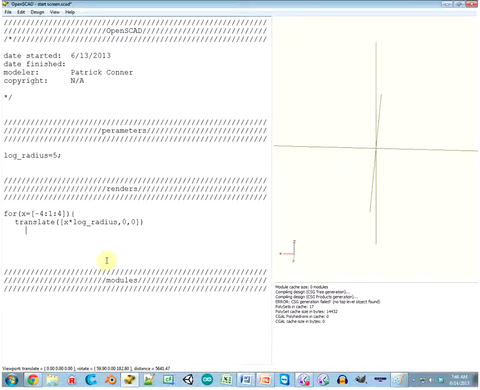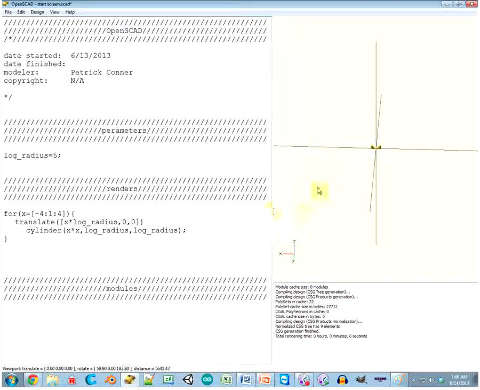So now, we want to make an arc. What's the parabola? I think, if I remember correctly, a parabola is x squared. So let's try that. Let's make a cylinder. Let's just do x squared. See how that works out. X squared times log radius, and then close that off. Whoa, that's really short. Close, but not quite.